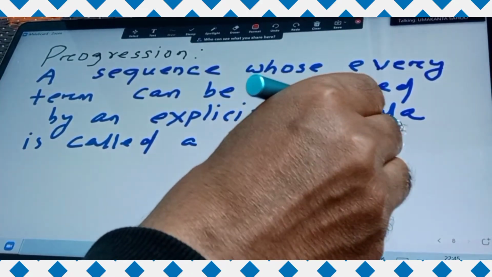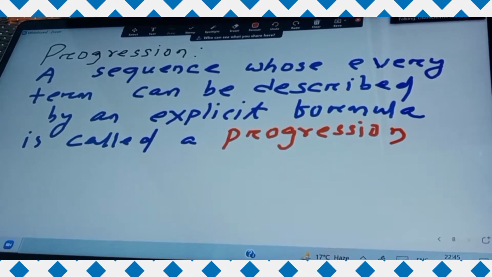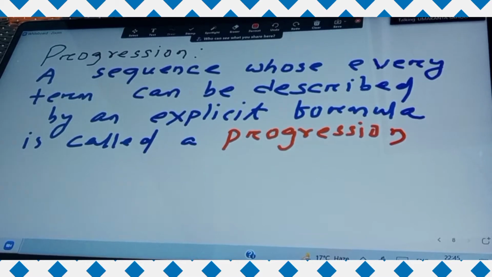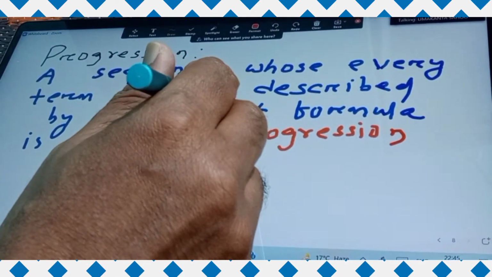Is it clear? A sequence whose every term can be described, can be explained by an explicit formula or by a general formula, and such type of sequence is called a progression. Understand? Is it clear?